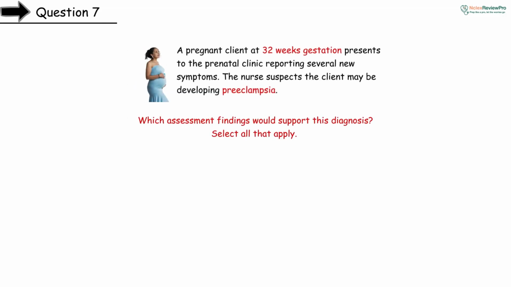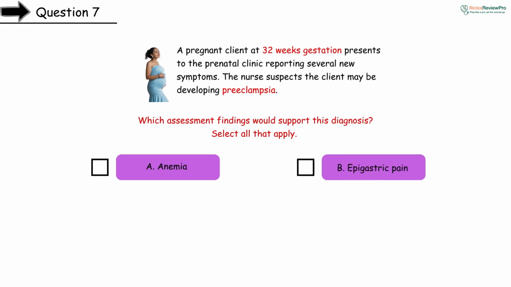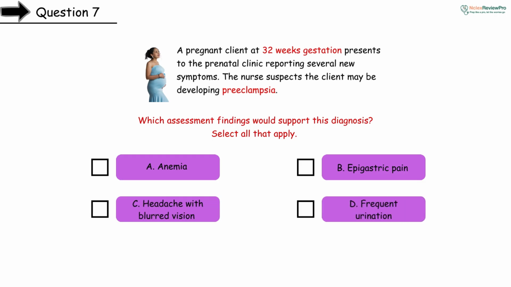Question 7. Select all that apply. All right, let's break this down. We have a pregnant client at 32 weeks gestation presenting with new symptoms and the nurse suspects preeclampsia. And the question is asking, which assessment findings would support this diagnosis? Let's look at the options. Option A, anemia. Option B, epigastric pain. Option C, headache with blurred vision. Option D, frequent urination. Option E, proteinuria. Take a moment and think about your answer. Remember, this is SATA, so more than one option may be correct.